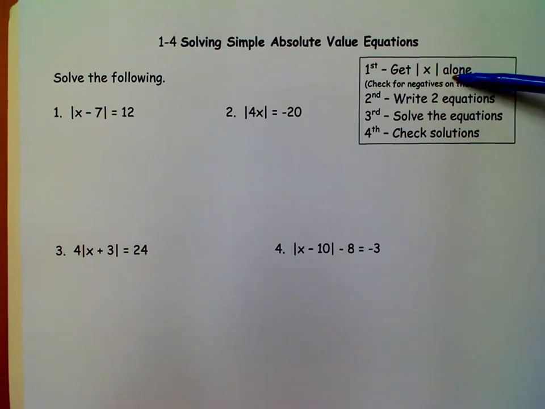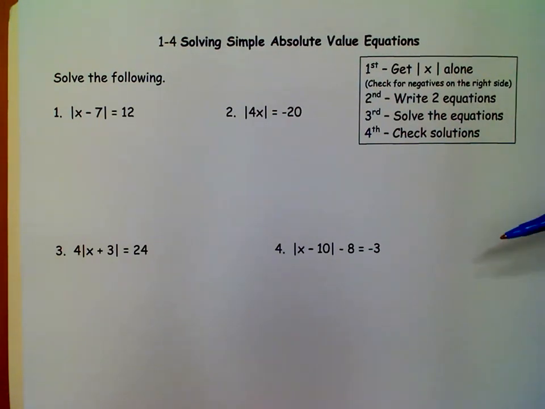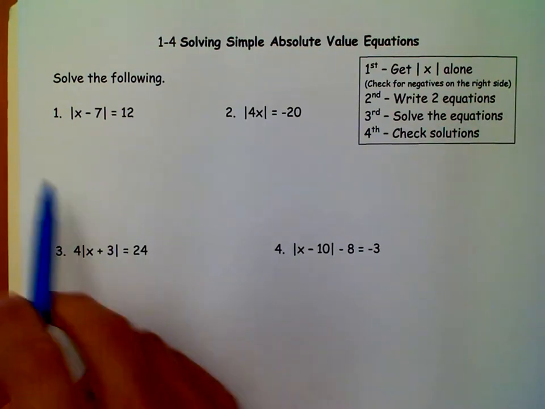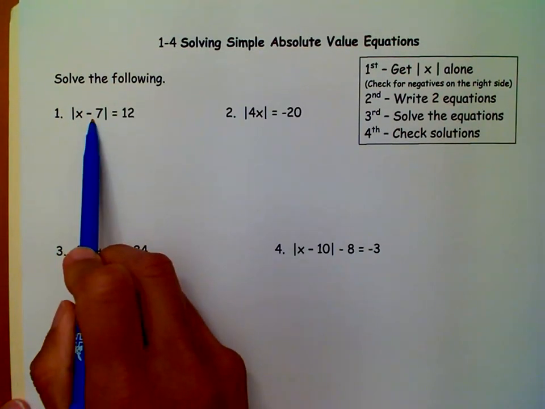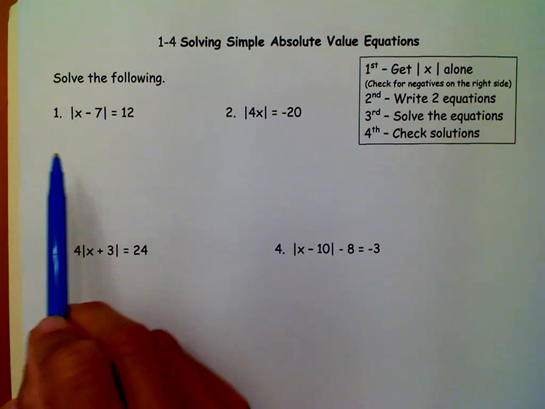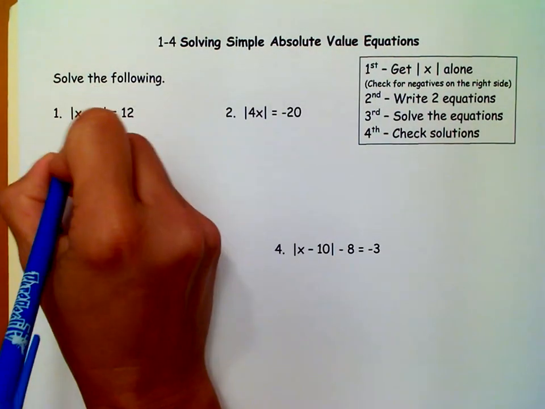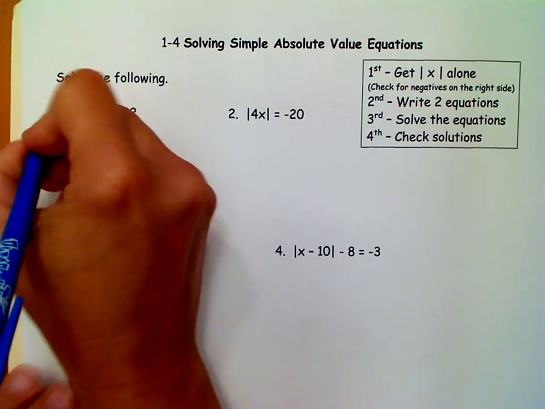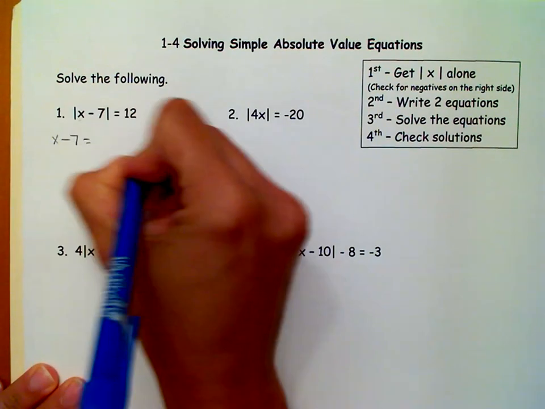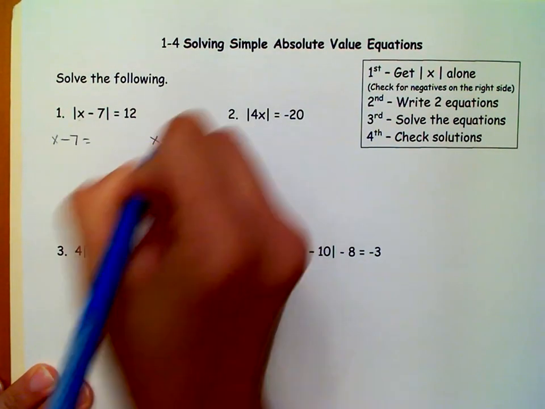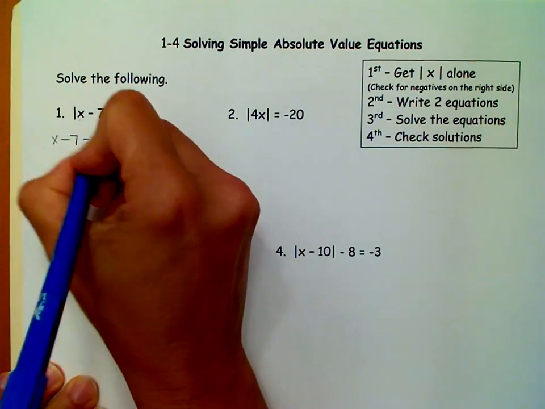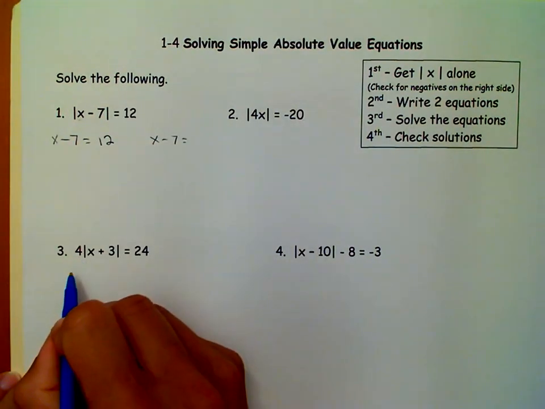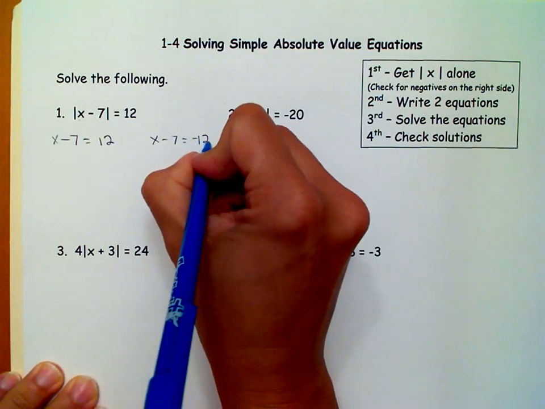So the first step is to get the absolute value alone. You'll see that in the first 2, that's already true. That's why these are simple ones. So we look over here at number 1. We already have the absolute value of x minus 7 alone. So what 2 equations we write are, we always take what's inside the absolute value sign. So I'm going to have x minus 7 and x minus 7. Those are always going to be my 2 equations. And then as long as this isn't negative, we're going to say, okay, x equals 12 the first time and x equals negative 12 the next time.